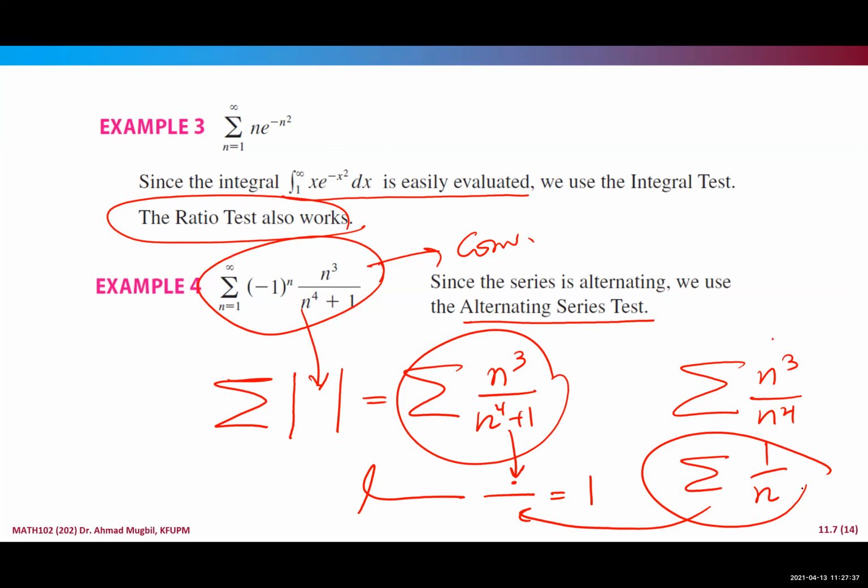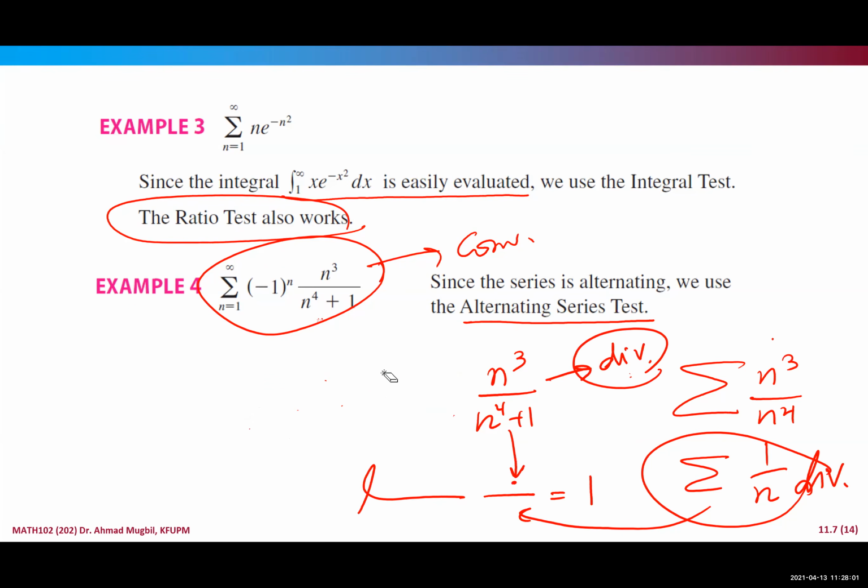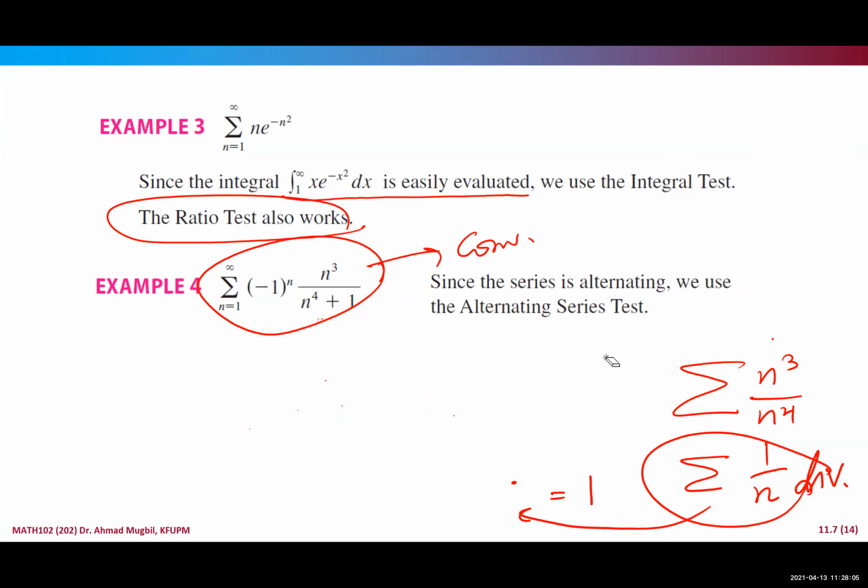So both converge or both diverge. This one is divergent, so the original one will be divergent. What will be the final decision about this one? Conditionally convergent: it is convergent, but the series of the absolute value is divergent. So it is conditionally convergent. You are right. Great. But if he just asks you about the convergence, the alternating series test is enough. If you want to know if it converges absolutely or not, you can use the absolute terms.